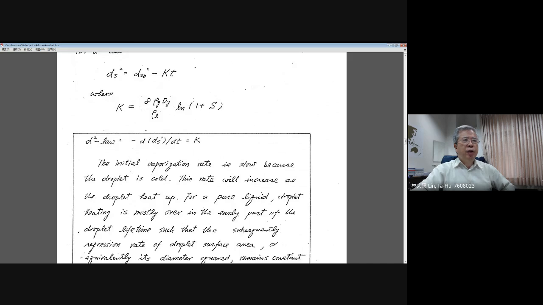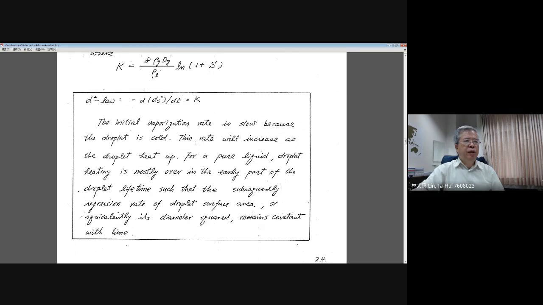Usually for the D square law, K is a constant, and you simply have a linear line for the D square versus T curve. But here, later on I will show you from the experimental observation. In a real experiment, the initial evaporation rate is low because the droplet is cold. You need some energy to heat the droplet up. During that short period, the droplet size almost does not change.